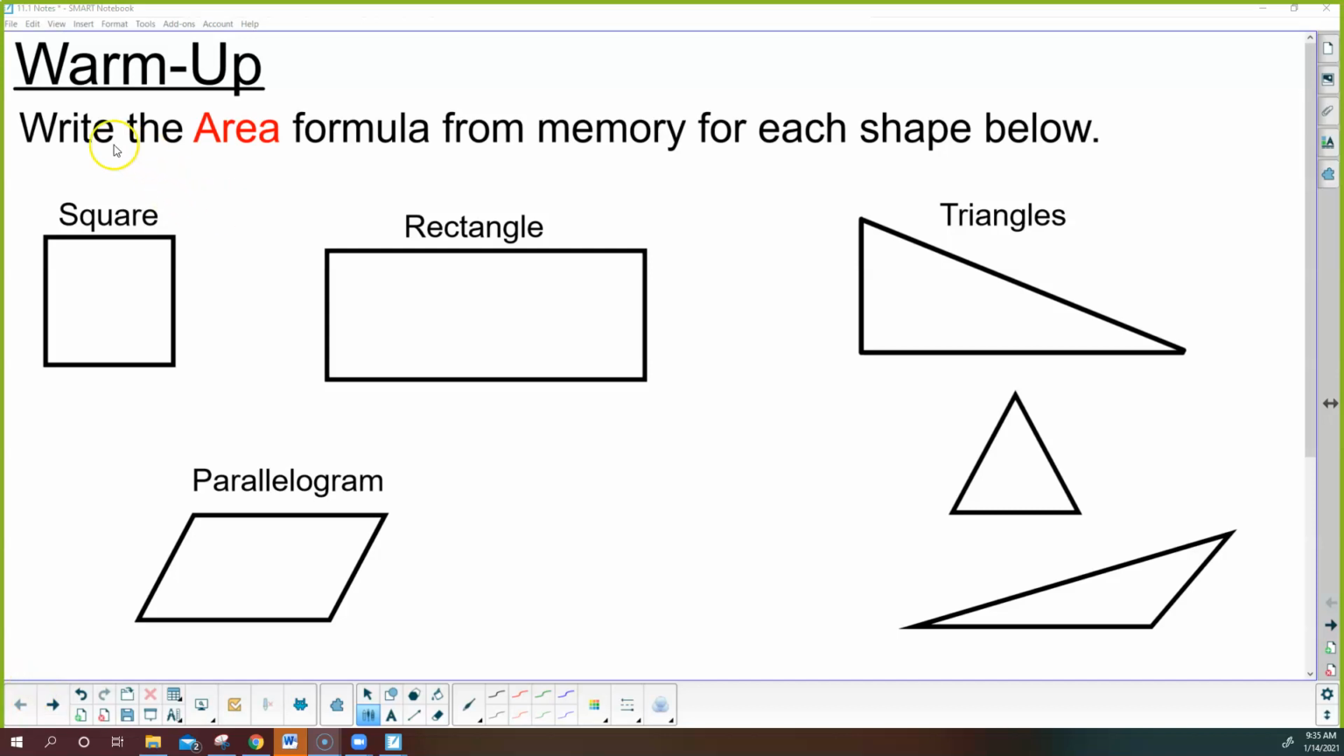All right, so this is officially Chapter 11, Section 1, or you can call it 11.1. And our goal is just to focus on area. And I know there's different ways to represent this.